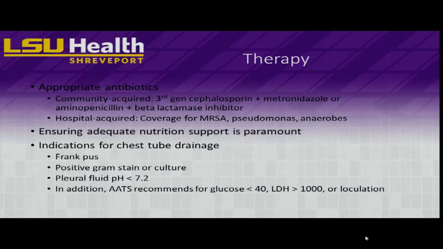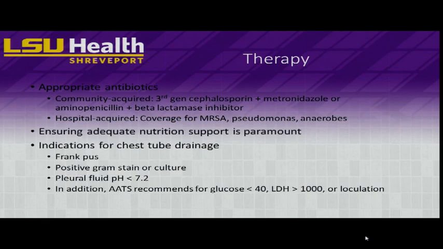So once you have diagnosed complex parapneumonic effusion or empyema, generally agreed upon therapy: antibiotics always. Community acquired, you want a 3rd generation cephalosporin plus metronidazole, the reason being that these infections frequently have anaerobes that are extremely difficult to grow out in culture. Or you can choose an aminopenicillin with a beta-lactamase inhibitor, so ampicillin sulbactam.